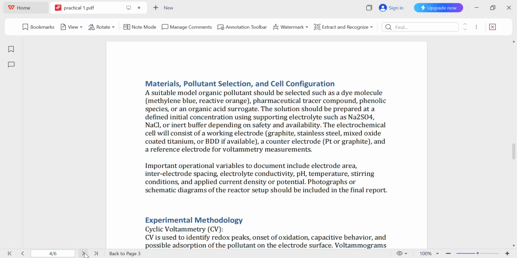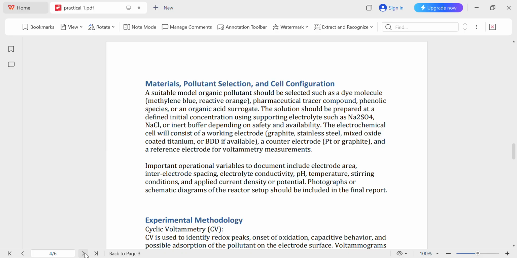The solution should be prepared at a defined initial concentration using supporting electrolytes such as Na2SO4, NaCl, and an inert buffer, depending on safety and availability. Means make a solution of the pollutant at a known concentration, and add supporting chemicals to help electricity flow.